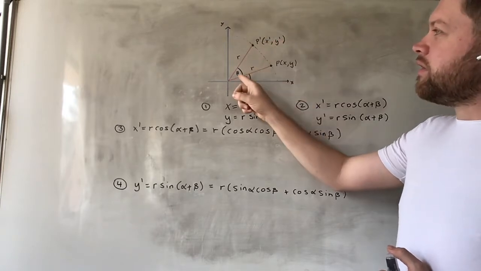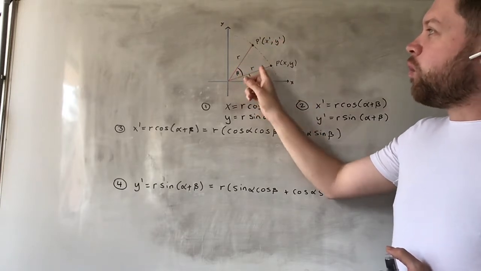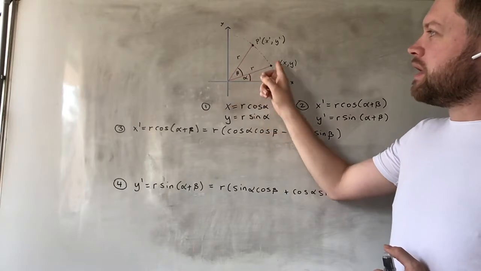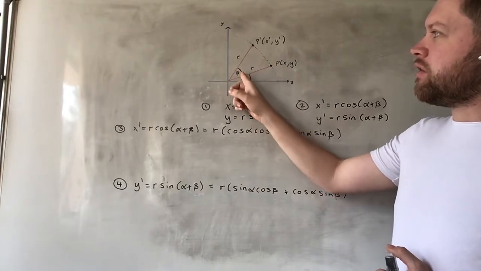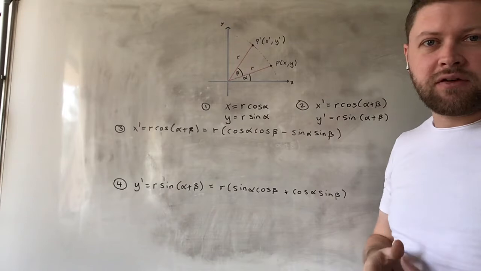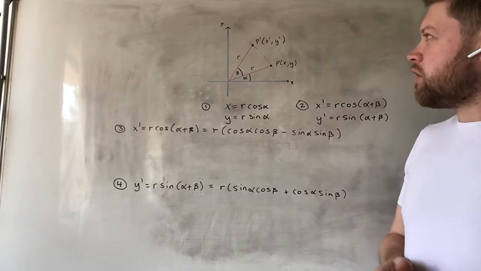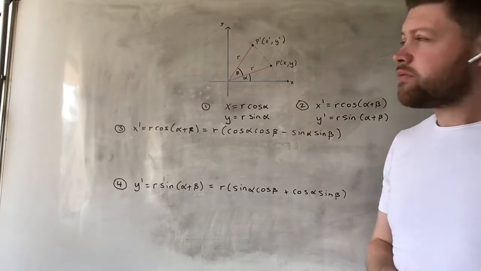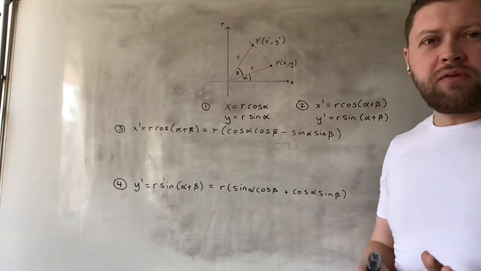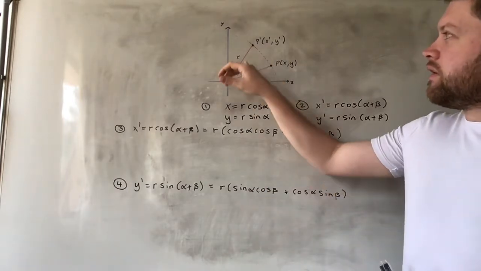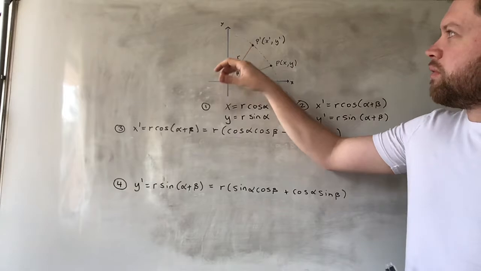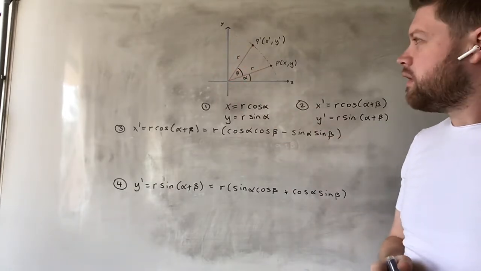And this is an angle beta away from the point P. Okay, so it's not the angle beta all the way down to the x-axis. Okay, that's the setup here. So we can figure out a couple of things based on the fact that the radius is the same for both of these points. Okay.